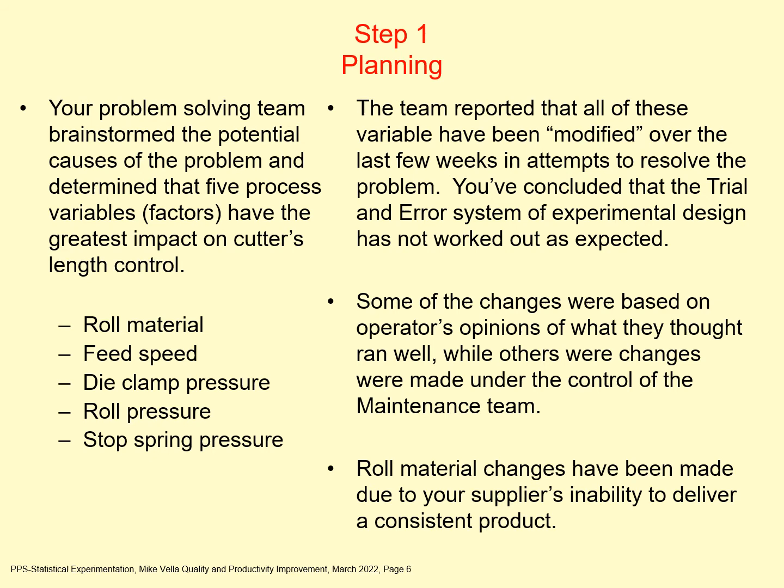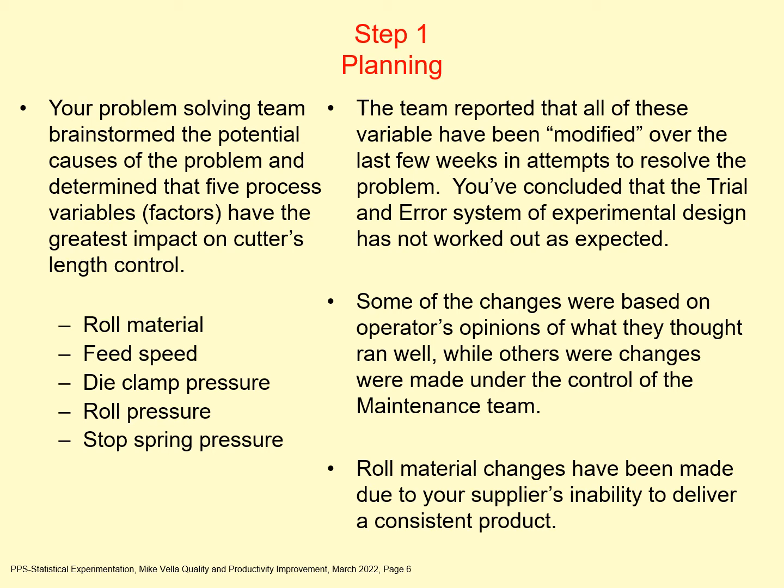Your problem-solving team has brainstormed the potential causes of the problem and have determined that 5 process variables, those are factors, have the greatest impact on the cutter's length control. That's feed roll material, feed speed, die clamp pressure, feed roll pressure, and stop spring pressure. The team reported that all of these variables have been modified over the last few weeks in attempts to resolve the problem.